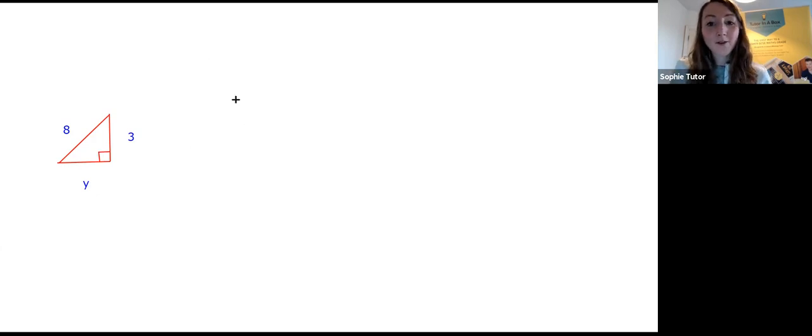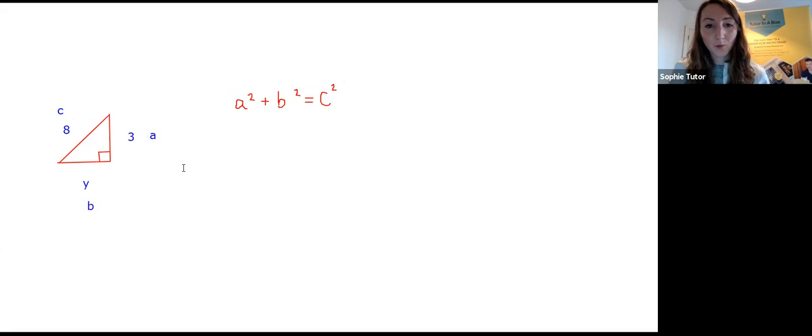Now we know our formula is a squared plus b squared equals c squared. So the first thing we do is write that down. Next, we're going to label the sides. So this side here is going to be C. Remember, our C is our hypotenuse. It's always the longest side and it's always opposite the right angle. The other ones are going to be A and B.